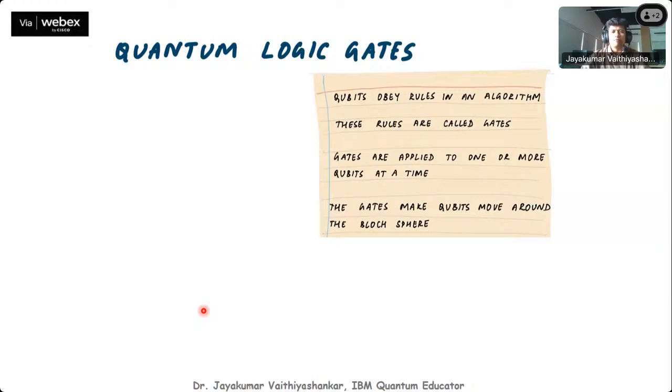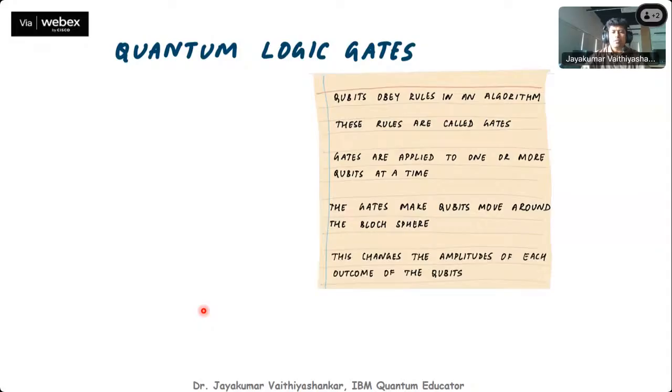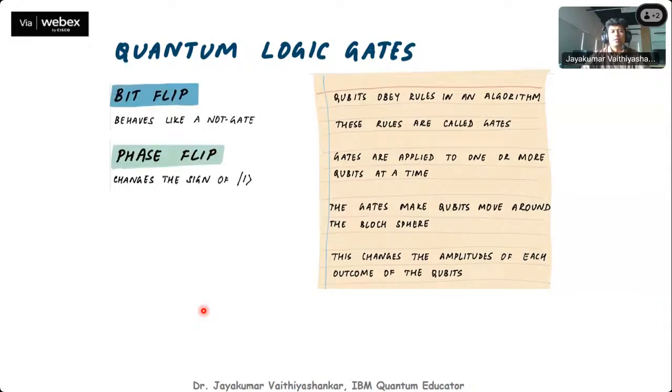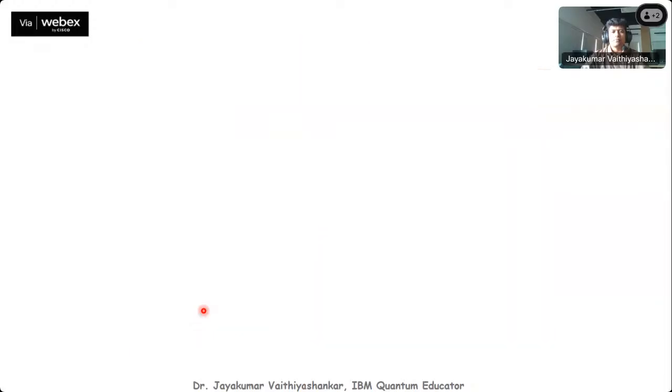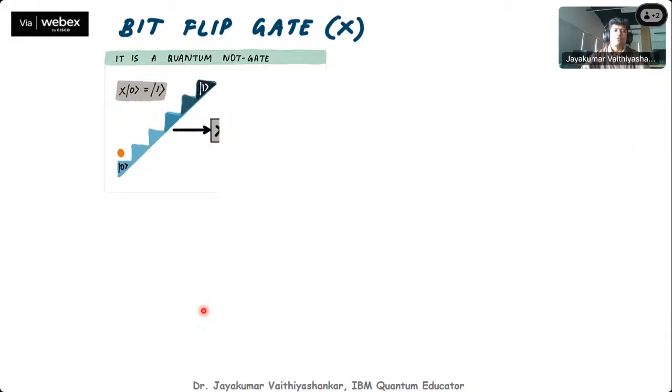Each and every time you implement a gate, it will change the superposition state. This changes the amplitude of each outcome of the qubit. So we'll see these four important gates. Take an example of the NOT gate, the X gate. Imagine your qubit lies in state 0, a pure state. When you implement the NOT gate on state 0, you'll get state 1.